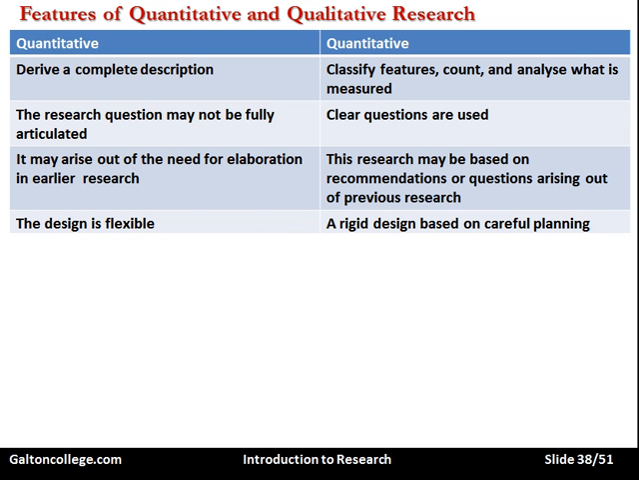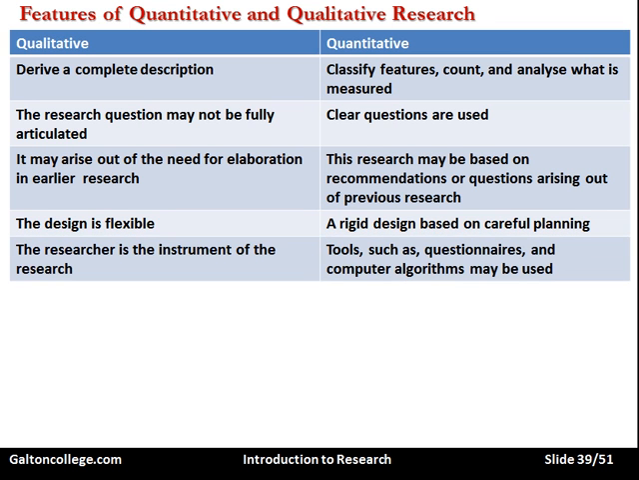With qualitative research, it's more flexible. A rigid design based on careful planning is needed in quantitative. Quantitative requires a rigid approach. Qualitative is more flexible. So qualitative is flexible, quantitative more rigid. The hypothesis is stated and tested. Qualitative, flexible. It emerges.